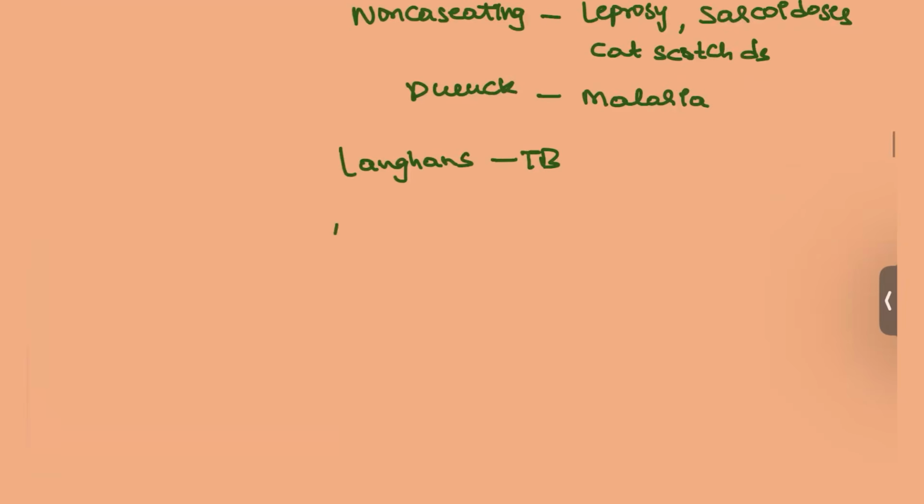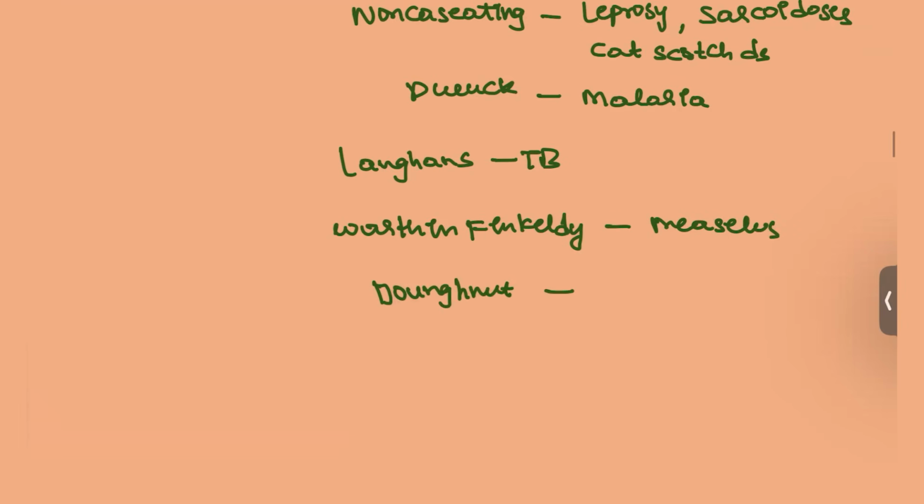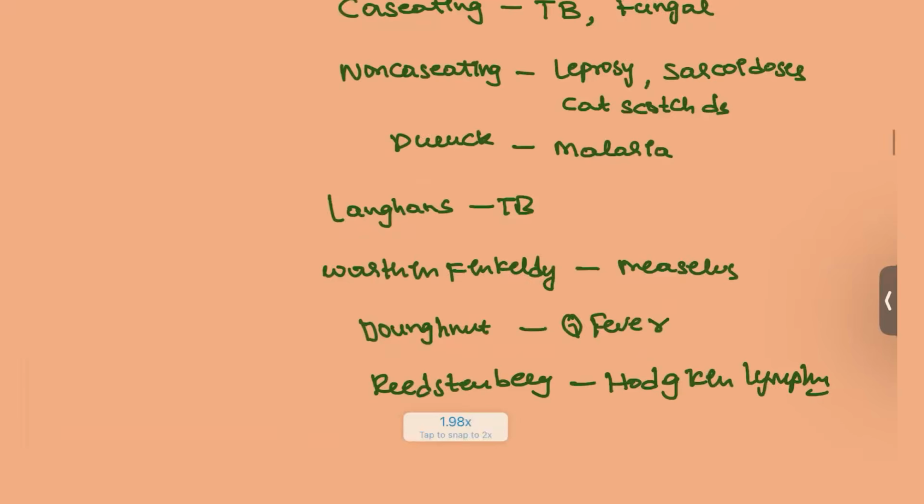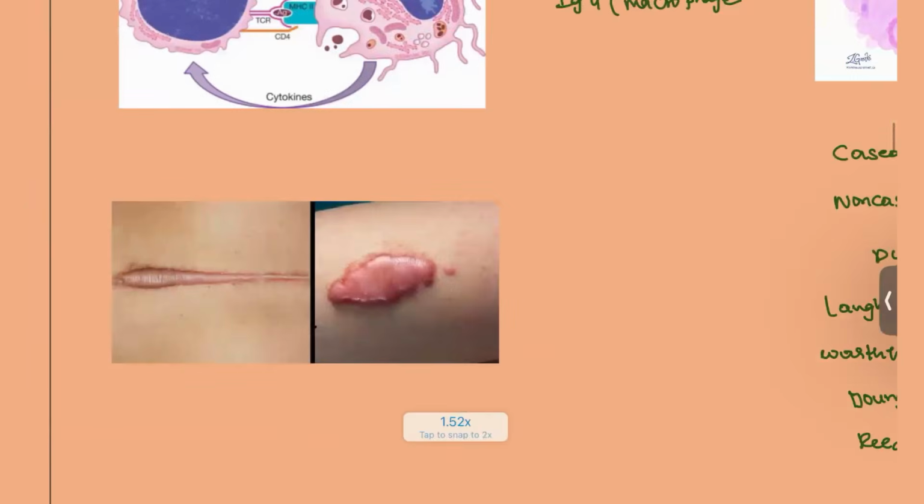Next, remember this one, Warthin-Finkeldey. This is seen in the measles patients. Okay, next, donut shape granuloma is seen in the Q fever, Coxiella. Next, Reed-Sternberg, Hodgkin lymphoma. So these are some types of the granuloma that are seen in the patient.